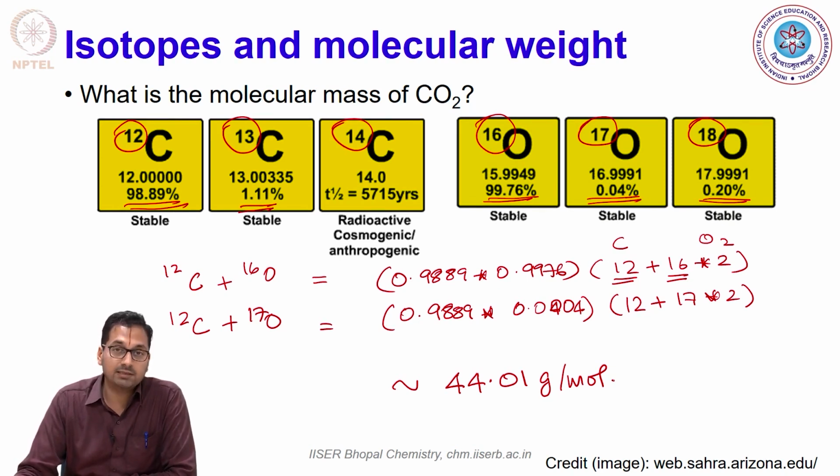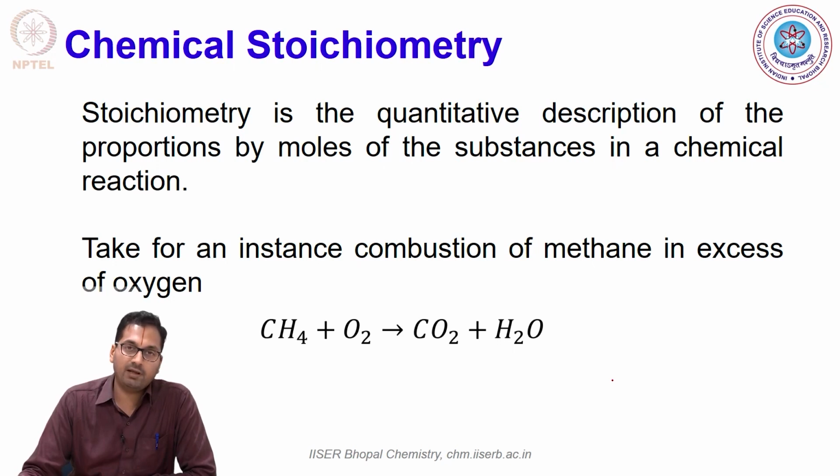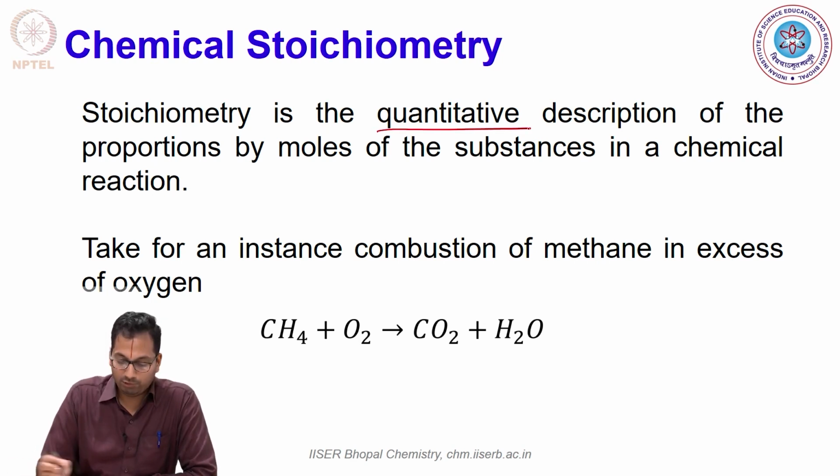As you have seen in this detailed discussion, isotopes do end up mattering. So depending upon the concentration of these isotopes, one has to be careful defining what is the molecular weight for a given chemical. So let's quickly define what is chemical stoichiometry. Stoichiometry is the quantitative definition or description of proportions by moles. Once again, we just defined moles.